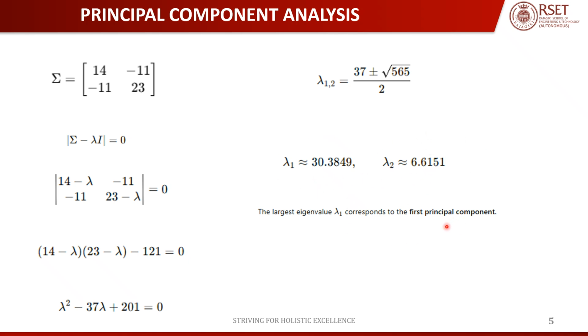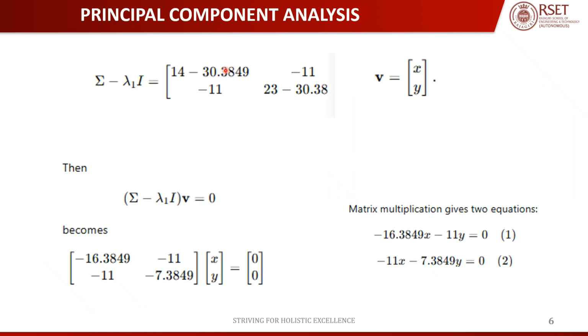So your first principal component corresponds to the first eigenvalue lambda 1, which is the largest one. You will be getting two eigenvalues and you should choose the eigenvalue which is the largest, and that particular largest eigenvalue corresponds to the first principal component. Now, after we have the first principal component, which is the largest eigenvalue, corresponding to that eigenvalue we find the eigenvectors.